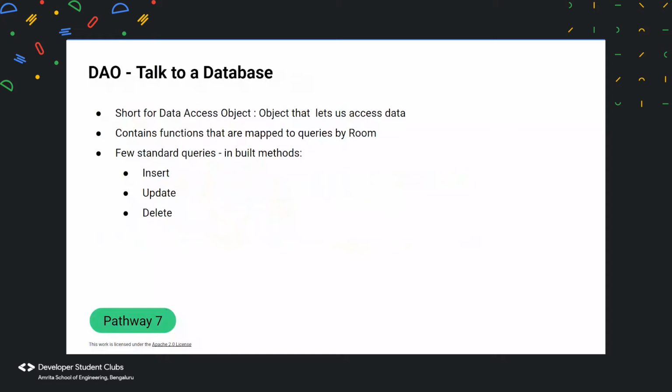Another component of the database concept in Android is the DAO, which stands for Data Access Object. As the name suggests, it's an object that lets us access data. This is a class that contains the functions that are essentially SQL queries that help you manipulate the data in your Room database. There are a few standard queries for inbuilt methods such as insert, update, and delete. These are pretty standard queries, so Room has some inbuilt methods for them, and we can directly use those methods instead of writing the SQL query for them.